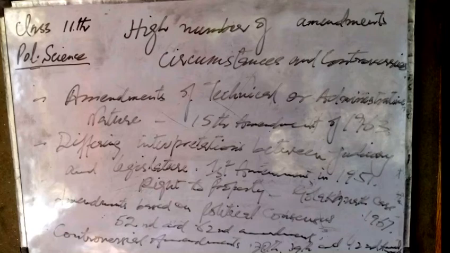Number fourth are the controversial amendments. The 38th, 39th and the 42nd Amendments in the wake of internal emergency in 1975 were the most controversial amendments as they sought to alter the basic structure of the Constitution.